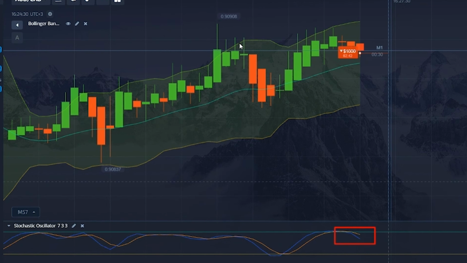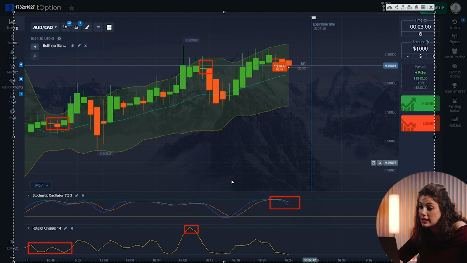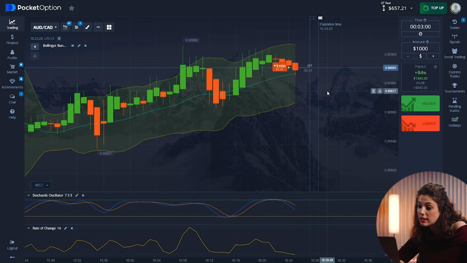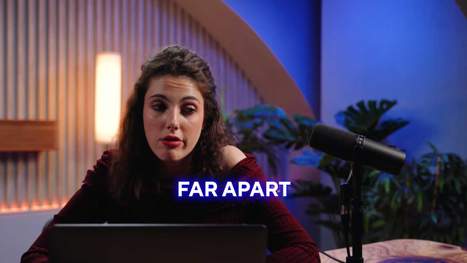But if its curve is heading towards the zero mark, there are situations where a few candles go down and then on the third it goes up, especially when the Bollinger Band's middle line is near, from which a bounce is likely. And now the rate of change shows weak activity, but I still took the risk and opened a trade because the stochastic gives a very strong signal for decline. Its lines are diverged too far apart. So I think with such momentum, the chart can very well go below the Bollinger Band's middle line, and 3 minutes will be enough to successfully close this trade.